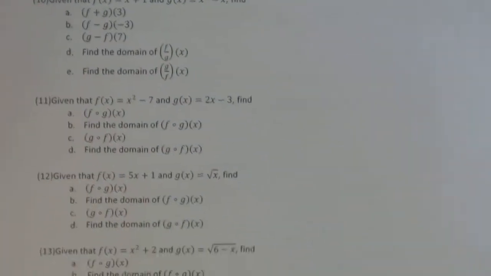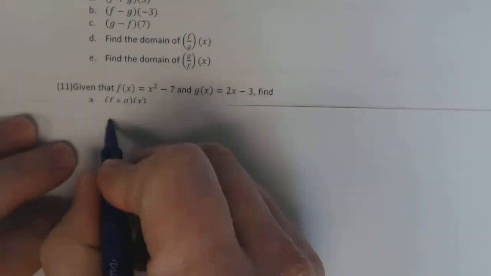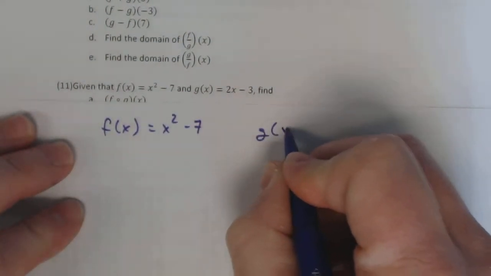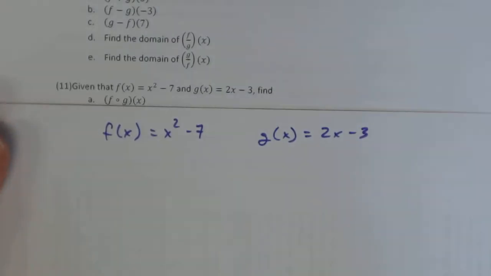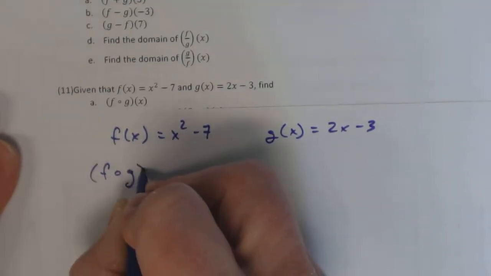Number 11. We're given two functions, f of x equals x squared minus 7, and g of x equals 2x minus 3. And we've got to find the composite function, f composed of g of x.